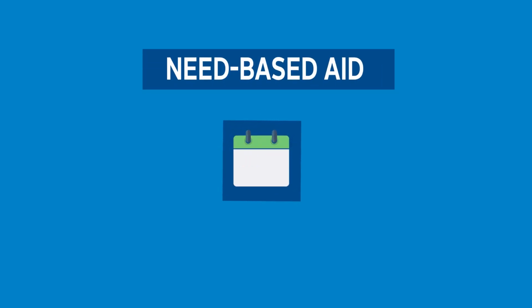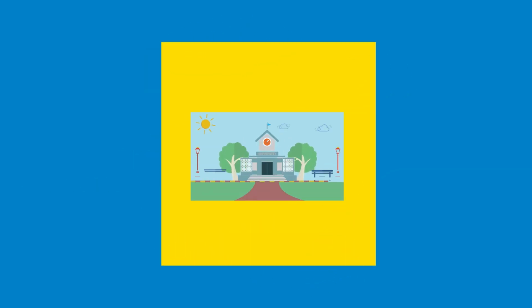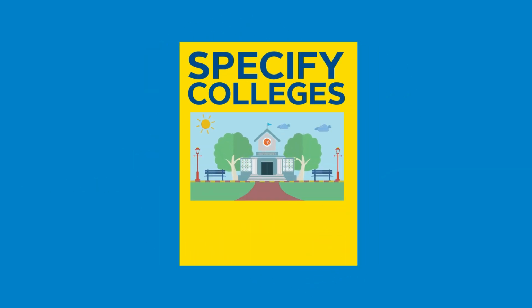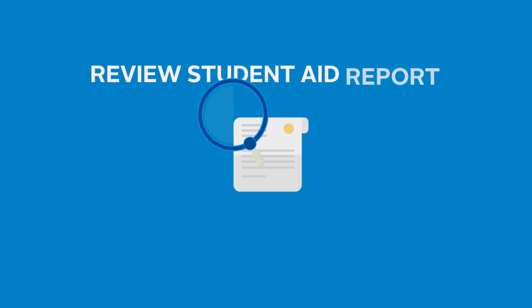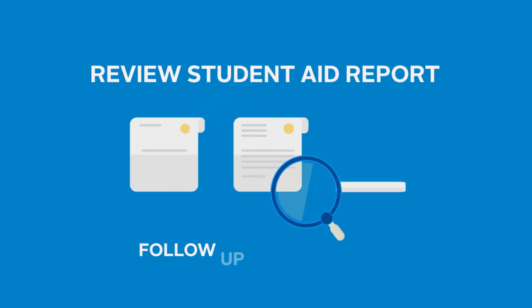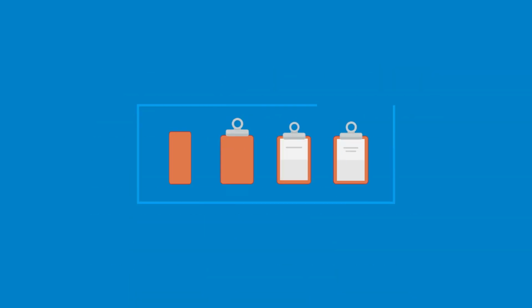To qualify for need-based aid, families should complete the FAFSA as soon as possible after October 1st. They will indicate which colleges should receive their results and then expect to hear financial aid details from the individual schools. Families should review their Student Aid Report carefully. The report may indicate that additional information or federal verification is required. Some schools will require additional applications for institutional aid, so check with each school to make sure you are meeting all of their requirements.